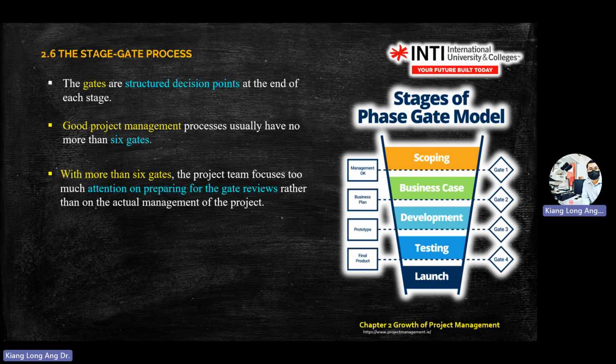Just a rule of thumb for good project management: normally your gates will not be more than 6, meaning 6 layers of decision making. You don't have more than 6. If you have more than 6, for complex projects like oil and gas, then you have a lot of review processes.